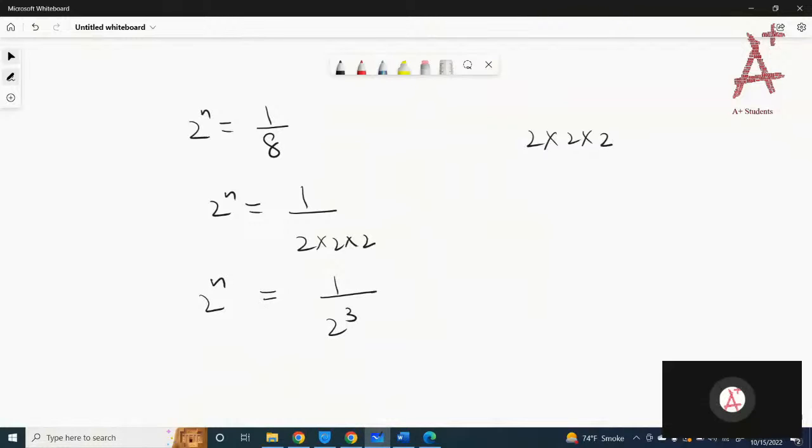You can shift the power from the denominator to the numerator by making it negative, 2 exponent negative 3. Got it? Now the bases are the same. That means the exponents are also equal. So n equals negative 3. Got it?